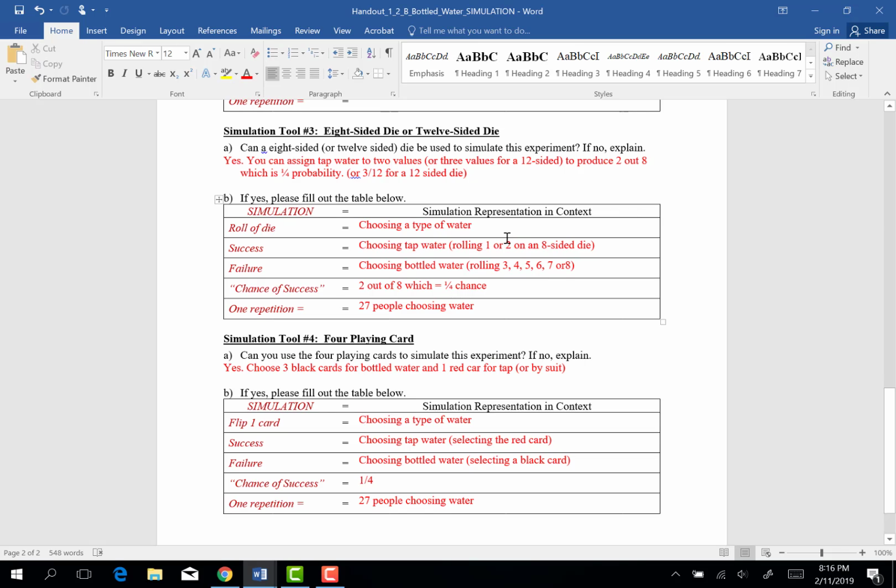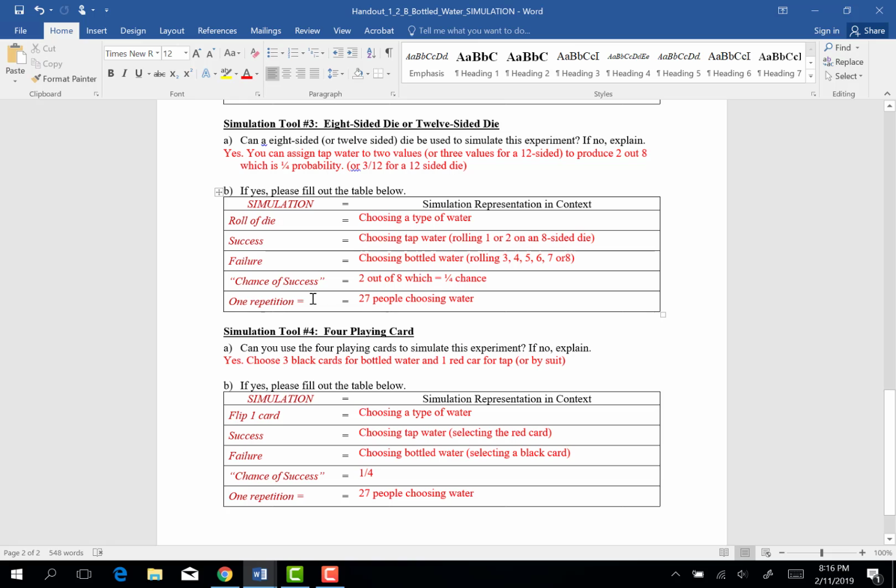And it can be any values. You could choose it to be 7 and 8, and then everything else will be a failure. Failure is choosing bottled water. So that will be rolling anything that's not a 1 or a 2, so 3, 4, 5, 6, 7, or 8. The chance of success is 2 out of 8, which gives us a 1/4 chance, 1/4 probability.